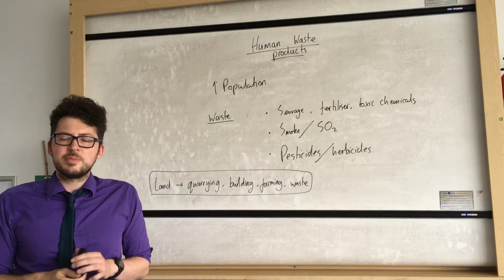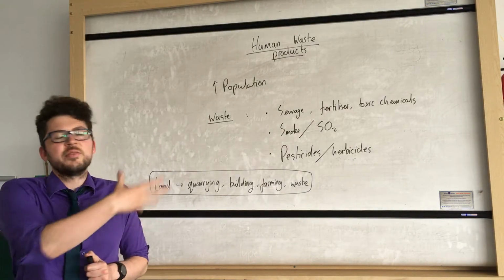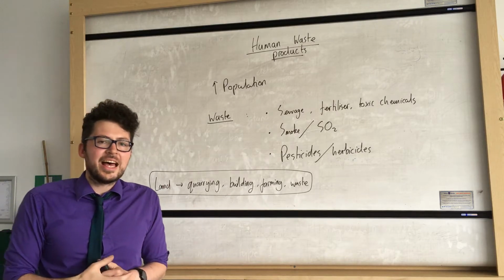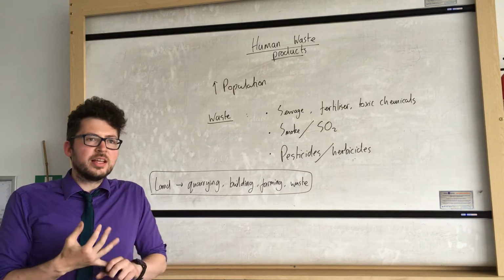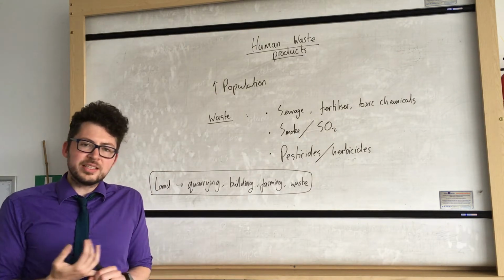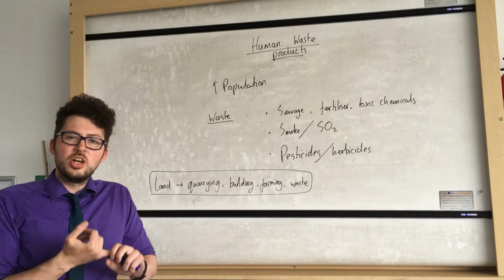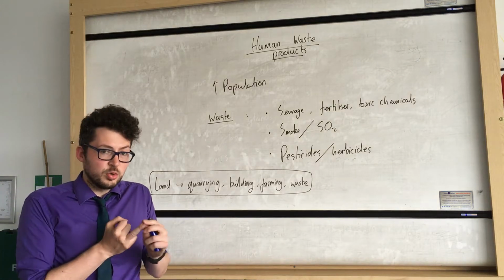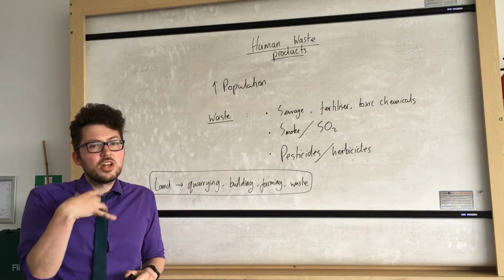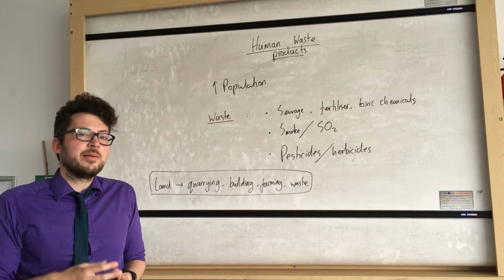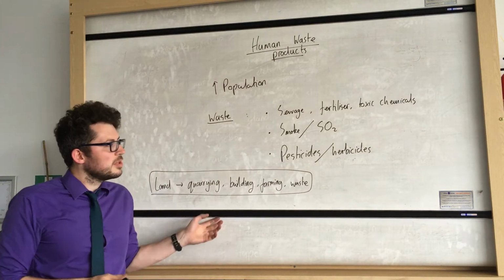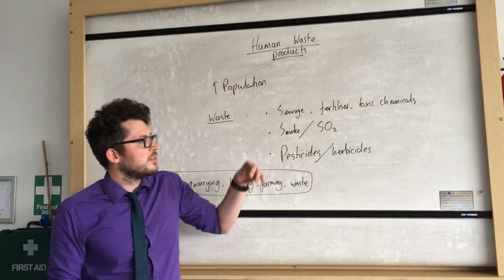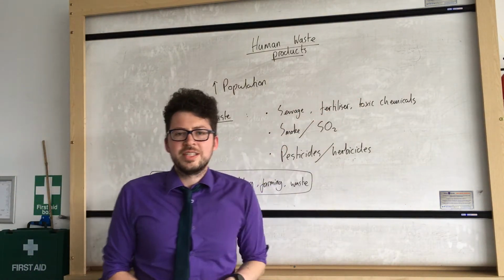In this video I'm going to be explaining some of the human waste products and the effects we have on the environment and some of the potential problems with this. So, as you probably know, the global population is increasing. Now this puts extra demand on our need for land and resources, and because of this it can have a lot of negative impacts on the environment, and we release a lot of potentially harmful waste products. Some of the waste products we release could be sewage, fertilisers and toxic chemicals.